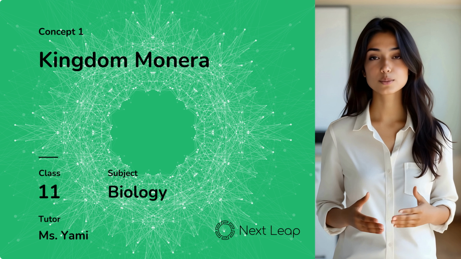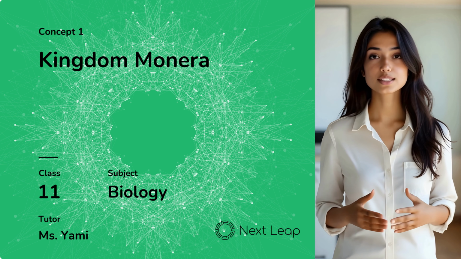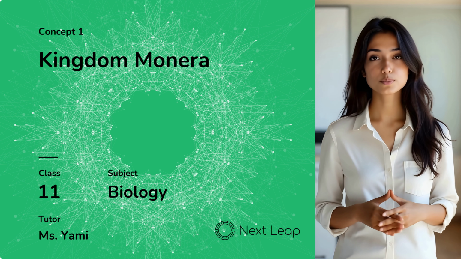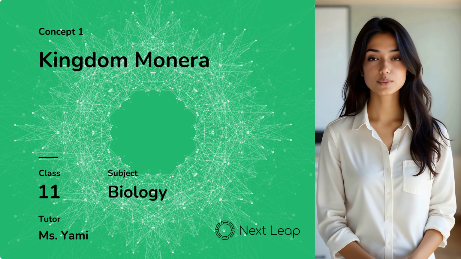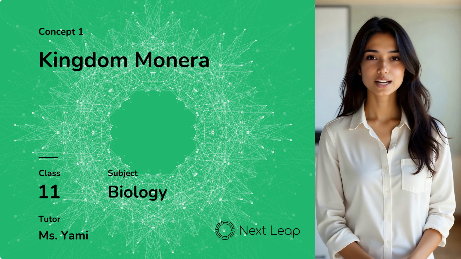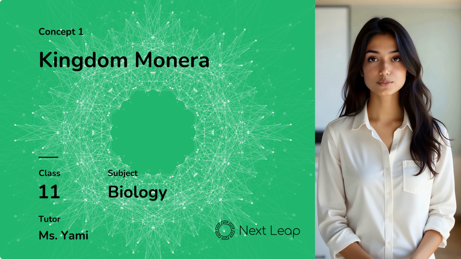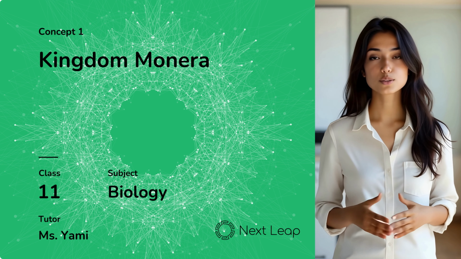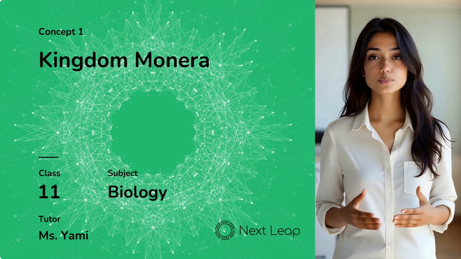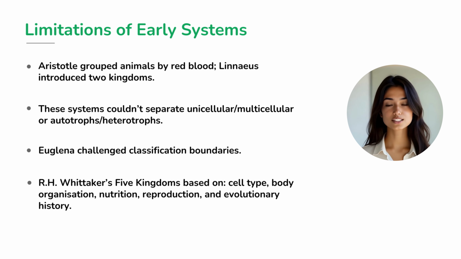Early attempts were simple and instinctive, grouping things as useful or not. But science demands structure and logic. In this chapter, we'll trace the evolution of classification systems and begin by understanding the foundation, Kingdom Monera, the world of prokaryotes. Let's take a moment to revisit how classification began. Aristotle grouped animals based on red blood.